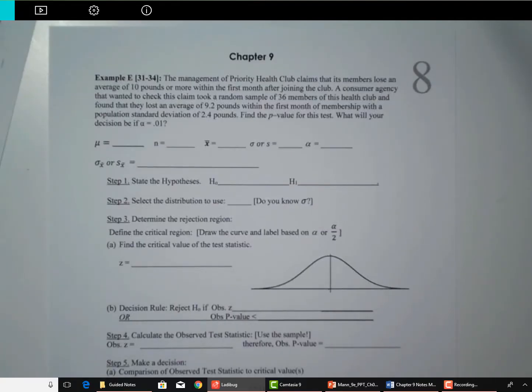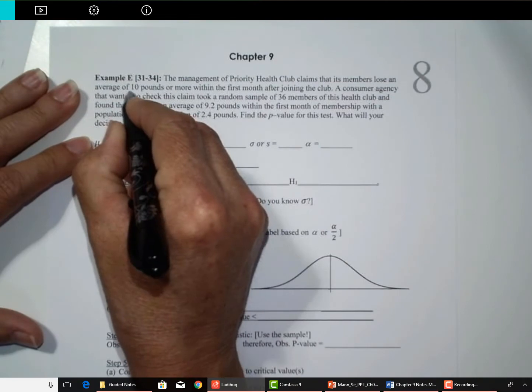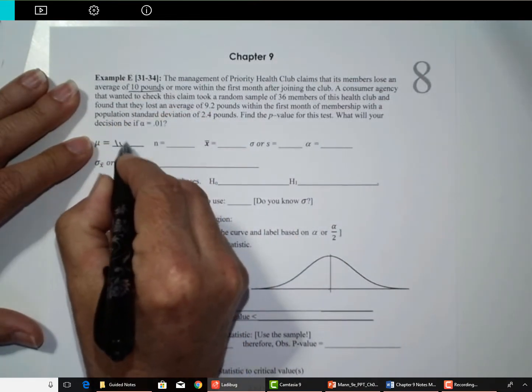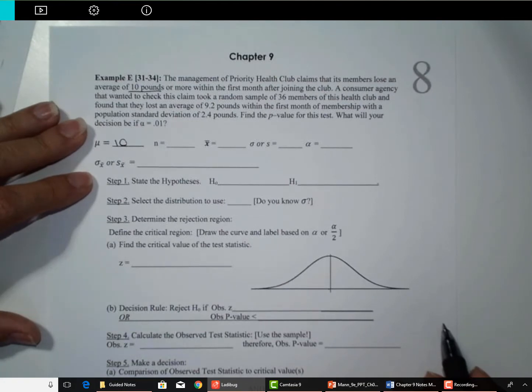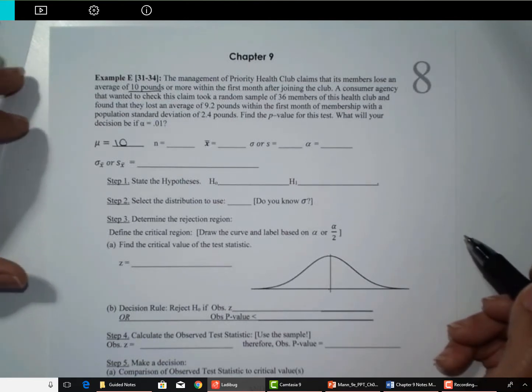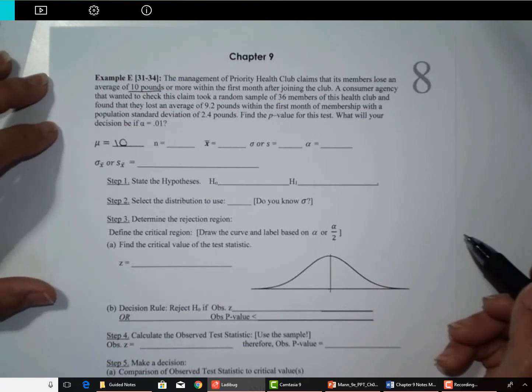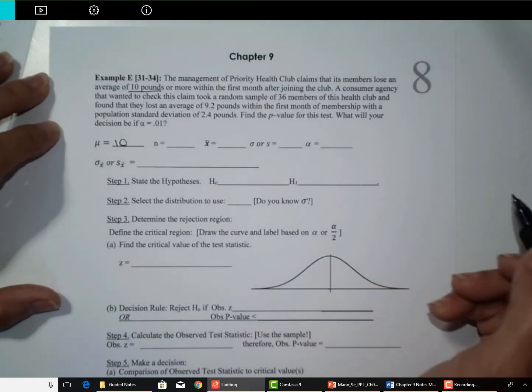So let's take a look at our guided notes page and see if we can fill in some things. First of all, this health club claims its members lose an average of 10 pounds. That's going to be the mean that they claim, so that's going to be our old mean, and that's within the first month after joining. Now the consumer agency wants to check this claim. So the consumer agency is only interested in a problem. There's only a problem if members lose less than that 10 pounds. If they lose more than the 10 pounds, then the advertising is okay with our consumer watchdogs.